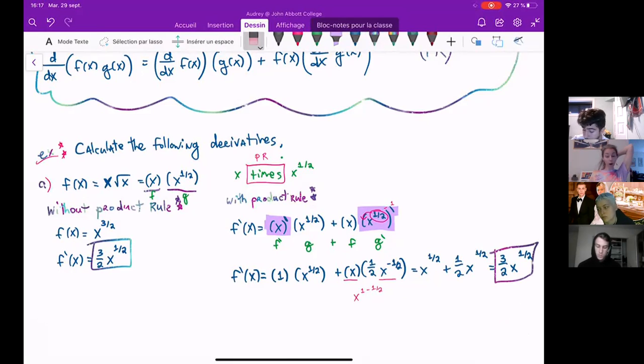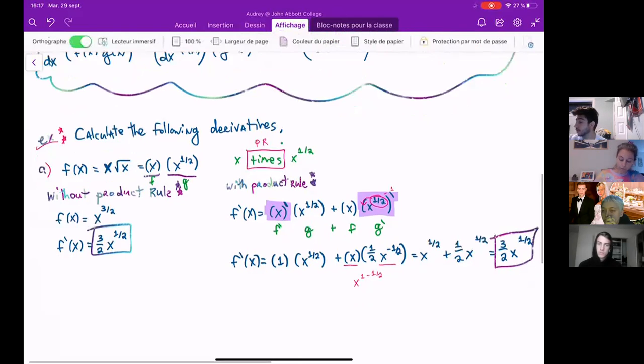So did I need a product rule here? No. And in this case, the product rule was probably a little bit bulkier than the other way. The other way was probably a little bit easier because it was really simple to just simplify that thing. So we're going to do another problem where I don't need the product rule, and then we're going to do one where I actually have to use the product rule.